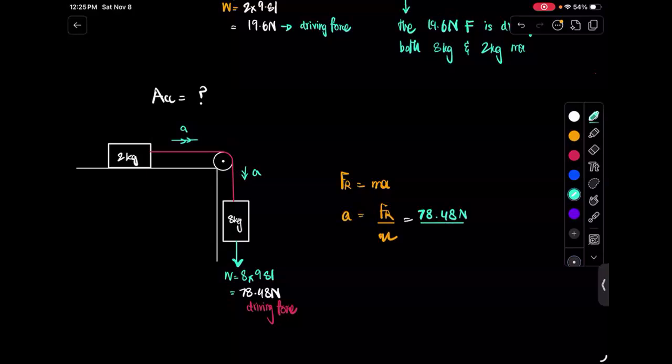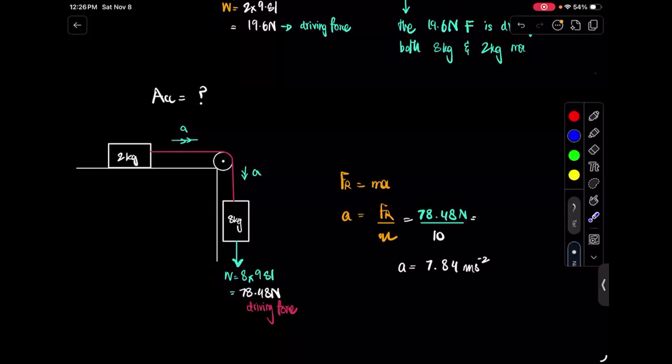What should be the total mass now? What should I divide the force by? Would it be 8 or 2 or both? Asania, what do you think now? It would be both. Exactly. And you see that now the acceleration is going to be 7.84 m/s².